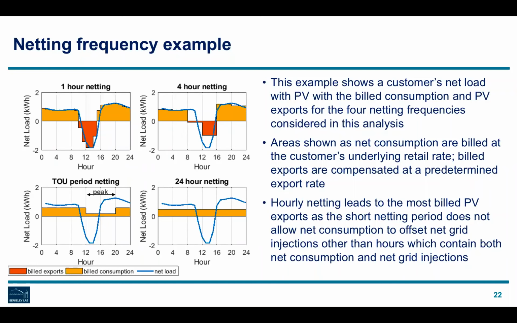Now, as you increase the netting frequency and you only consider chunks of 4 hours or even 24 hours, you see that the billed exports decrease. And so what we did is determine what those billed exports were under these 4 regimes of netting frequency for customers. Next slide.